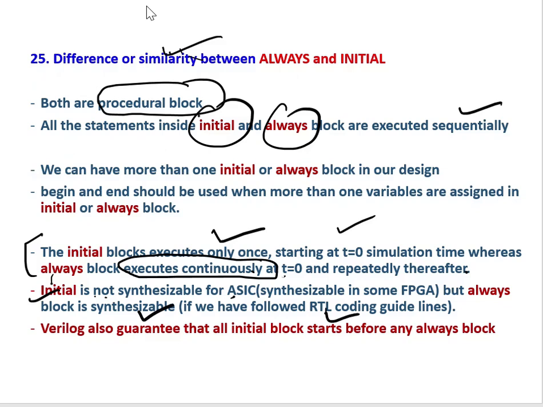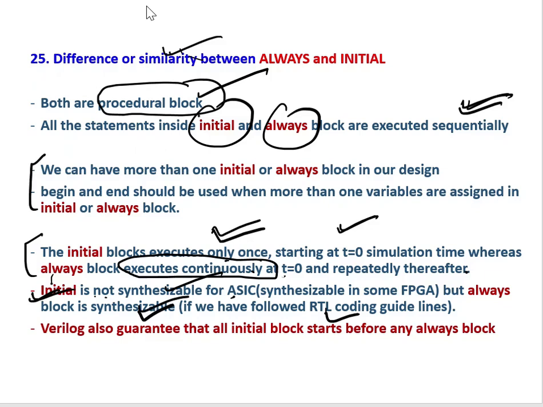followed RTL coding guidelines. So the similarity is both are procedural blocks and both are executed sequentially. All the statements inside them are executed sequentially. Difference is initial block executes only once, starting at t equal to 0 simulation time. Always block executes continuously at t equal to 0. Initial is not synthesizable, but always block is synthesizable.